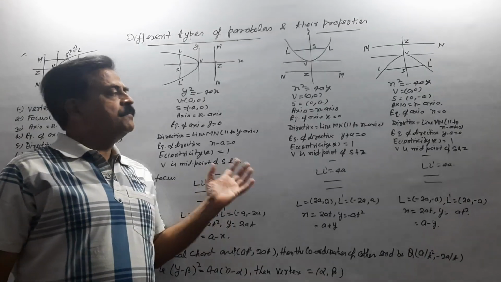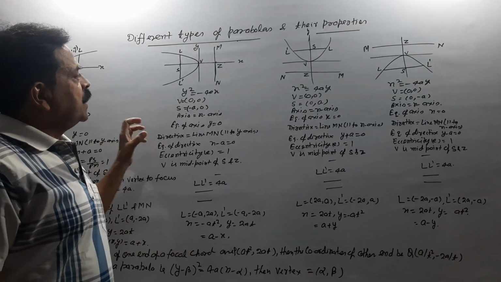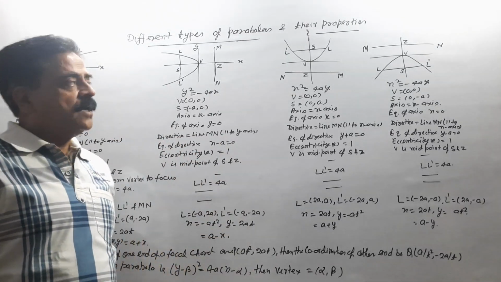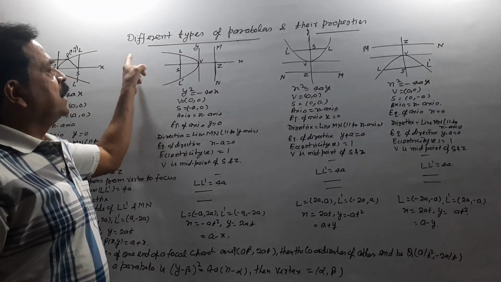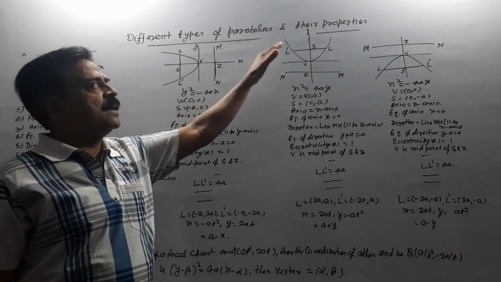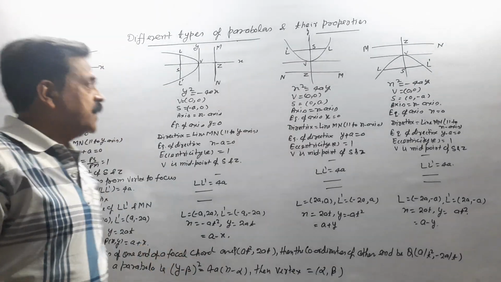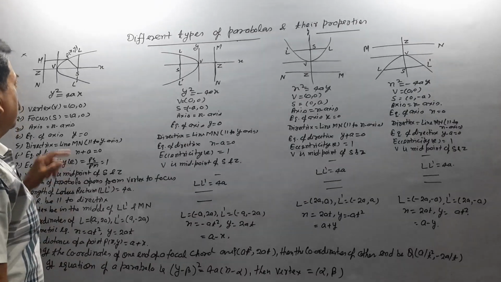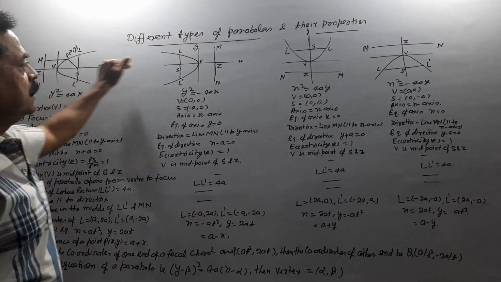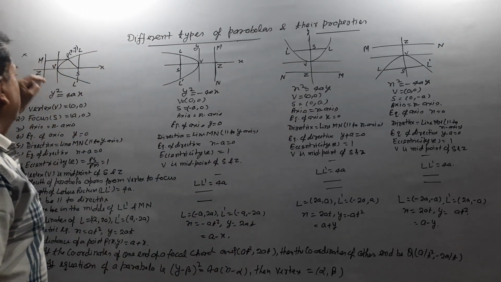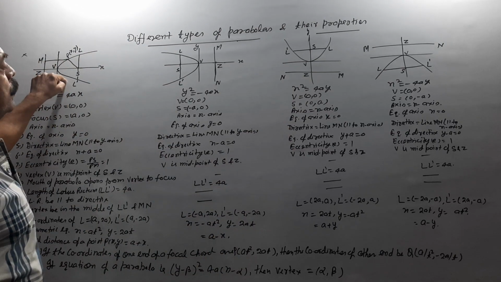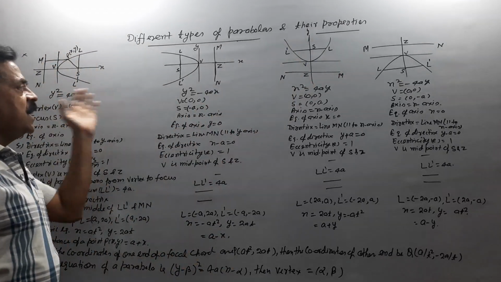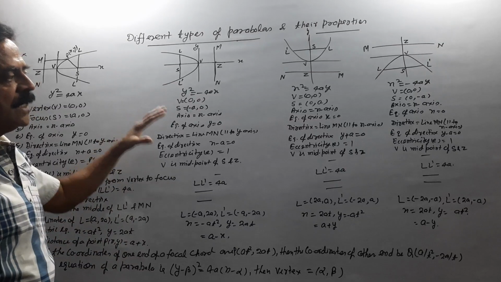Students, in the last video we studied the definition of a parabola and one standard equation of a parabola. Now in this video we will study the different types of parabola and their properties. There are four standard forms of parabola. In this picture we are looking at the first parabola, second, third and fourth parabola, and they have different equations and different properties.